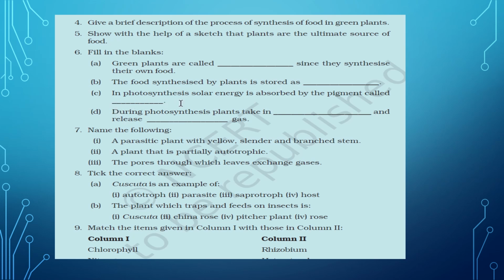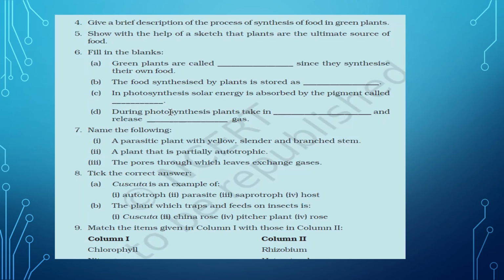In photosynthesis, solar energy is absorbed by the pigment called dash. I have discussed in a diagram where I told you that these are chlorophyll and within that there are chloroplasts. So that is absorbed by the pigment called chloroplasts, right? Next, during photosynthesis the plants take in what gas and release what gas? All this I have discussed in the lesson, so please go to the lesson, read where I have discussed that and answer it.